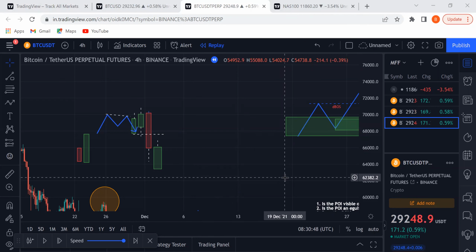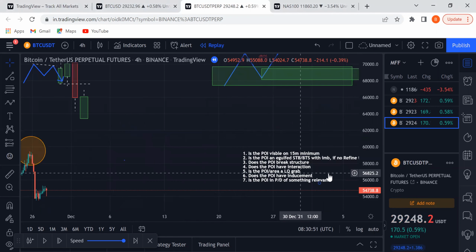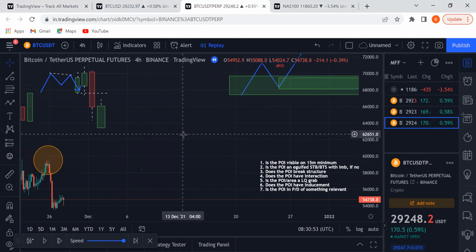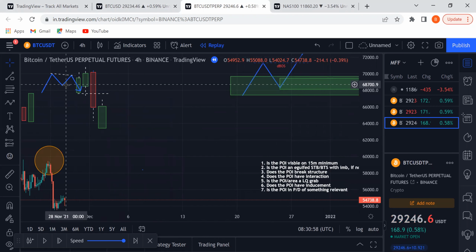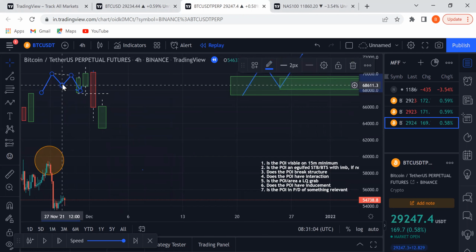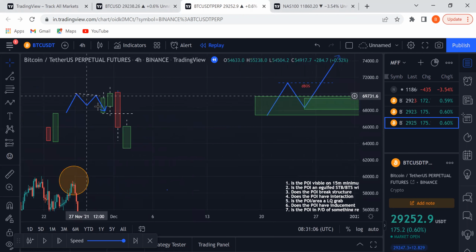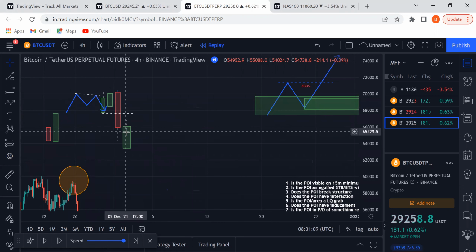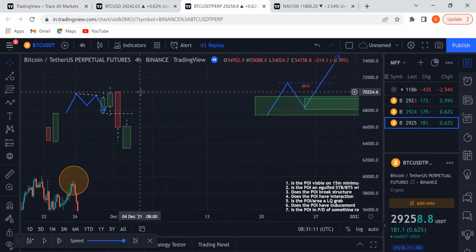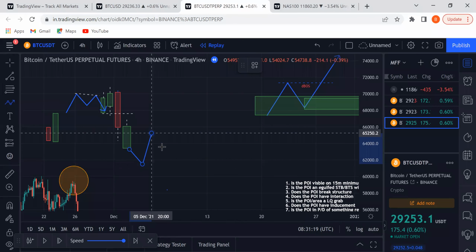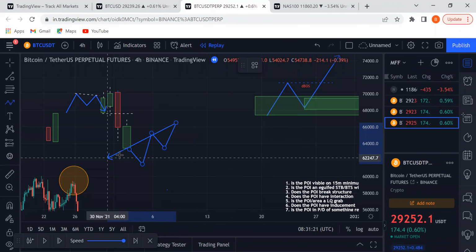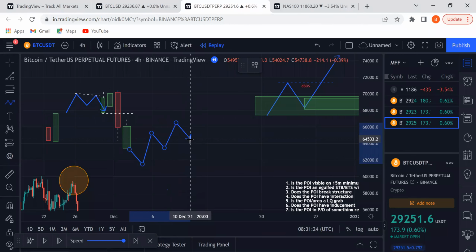All right. The next point is: does the POI have inducement? Now, inducement is related to the first concept, liquidity grab. It's almost the same thing, but they are different. For liquidity grab, we are trying to get people out of the market so that price can get to this point and reject. Now, if price is coming back into your POI, you want to see it coming back slowly like this, not coming straight at it.